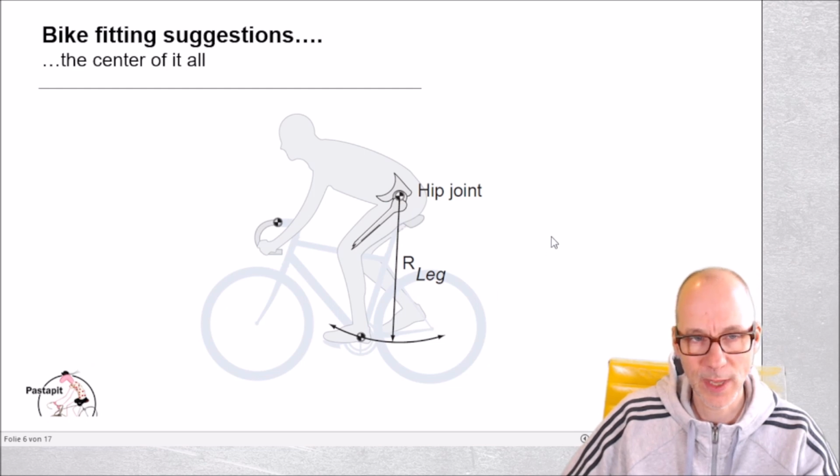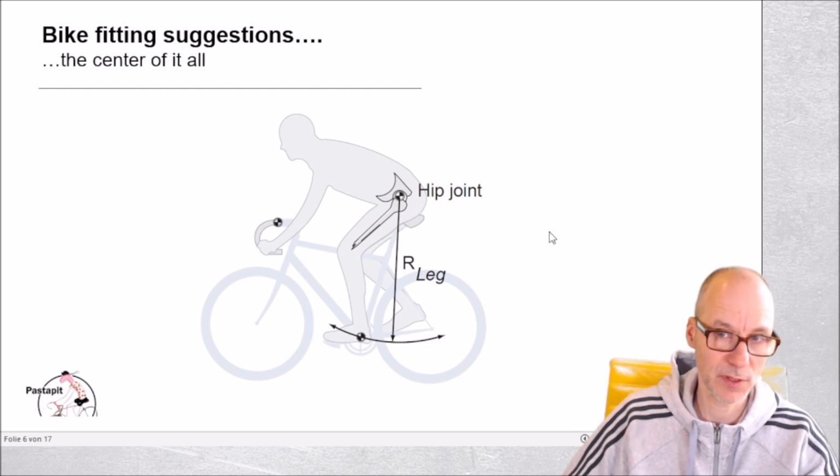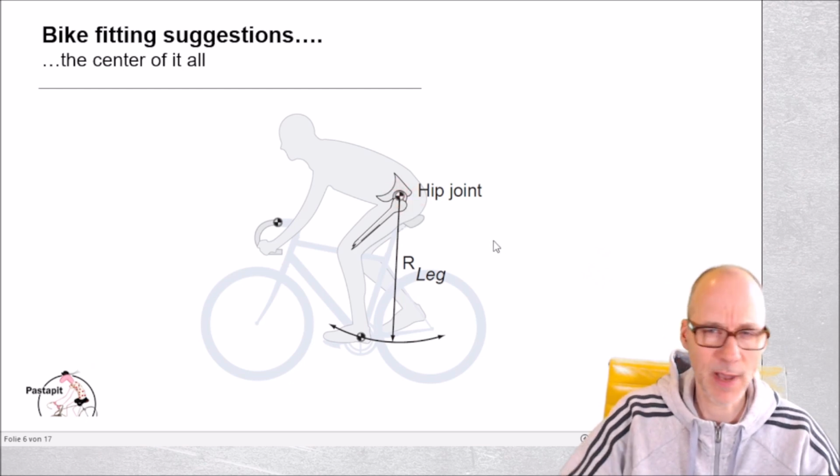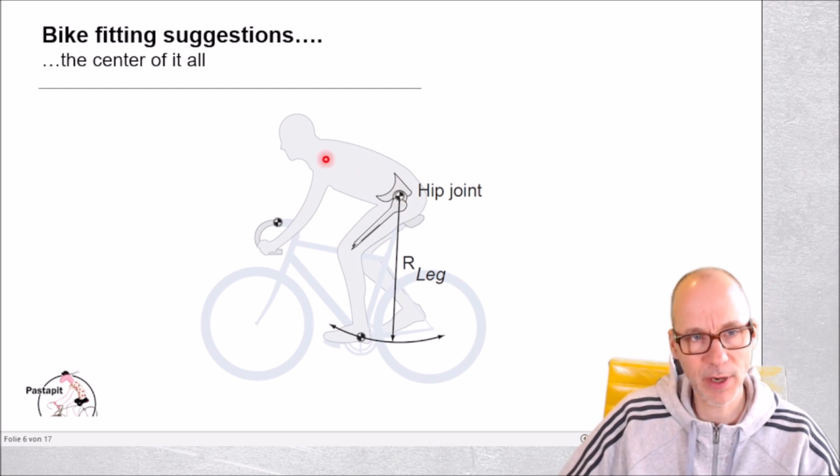Of course, if we focus on a bicycle rider, we have a hip joint right here, and then somehow we have an upper body, and we have a lower body, the legs and the feet.